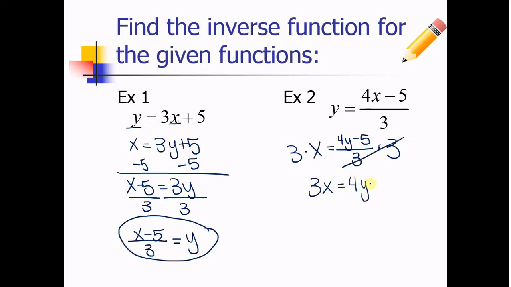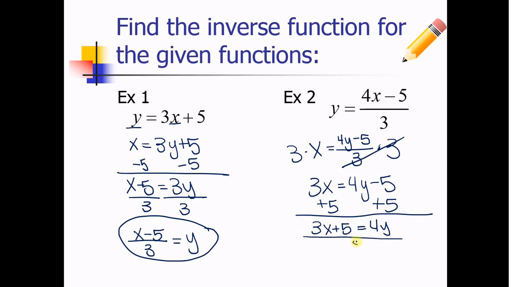I'm going to get 4y minus 5. Let's add 5 to both sides. 3x plus 5 equals 4y. We're not done yet, though. Y is not solved for. So let's divide by that 4. Done with that one. Y is solved for. It's as simple as it needs to be. I am done with that problem.